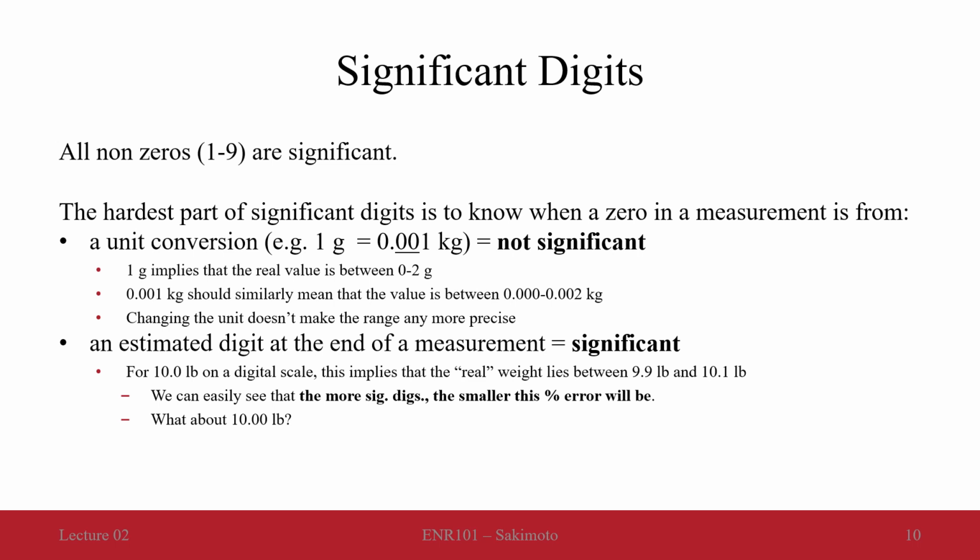Generally, we see that the more significant digits there are, the smaller this percent error will be. So we typically look for more precise numbers with more significant digits.